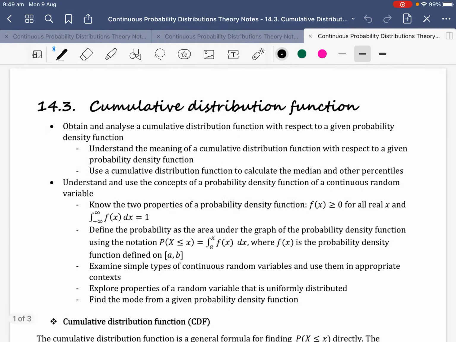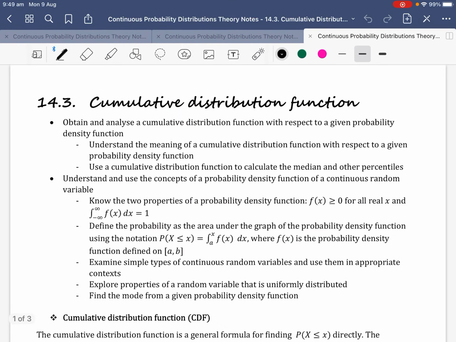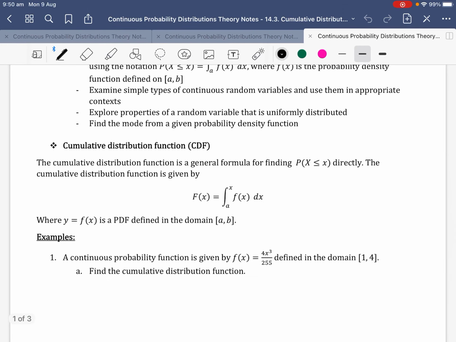Hello Year 12, today we are looking at cumulative distribution functions. These are the dot points that this covers. I'm not going to go into too much detail, you can read them yourself. We're looking at cumulative distribution functions, otherwise known as CDF.